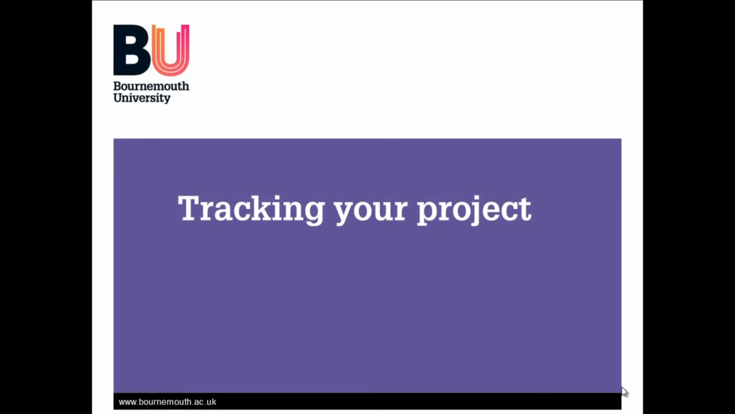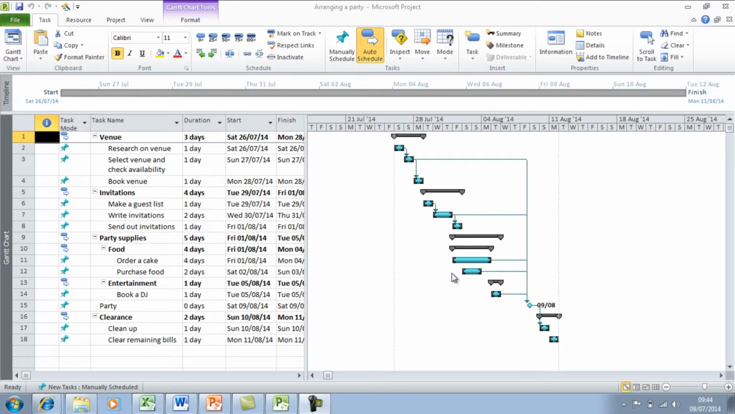In the following video, we'll be looking at tracking your project. This includes describing what is a project baseline, as well as creating a baseline. When tracking your project, you can compare what actually happened with what you estimated would happen. And in project management terms, this is called actuals and estimates.